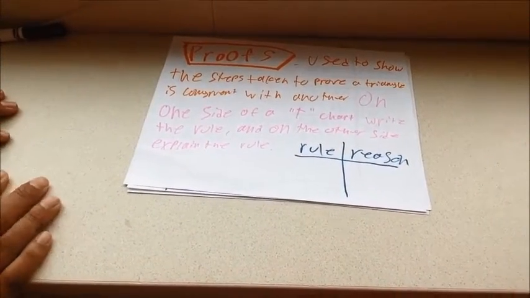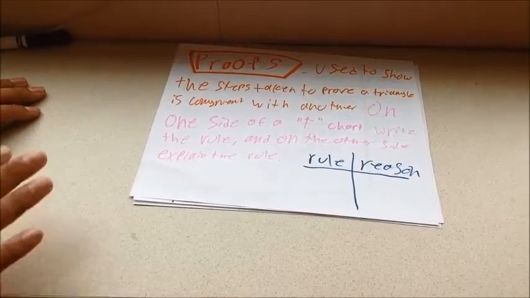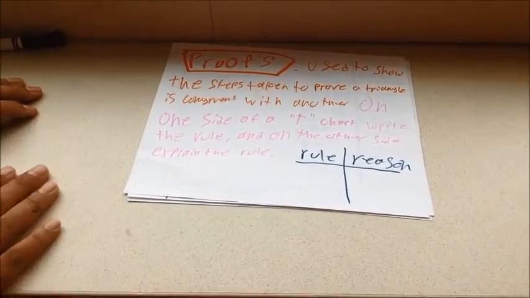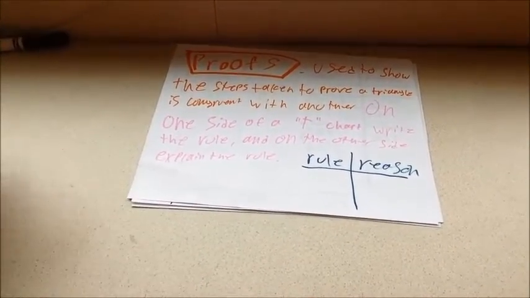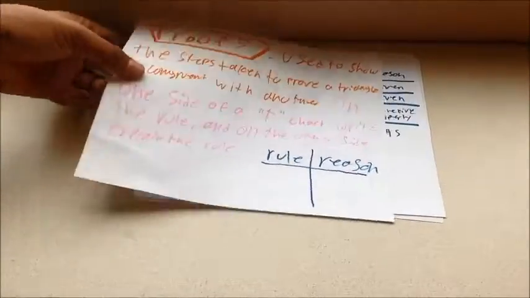Now proofs. They're a more defined way of proving a triangle congruent. They're used to show the steps taken to prove a triangle is congruent with another triangle. On one side of the T-chart, write the rule, and on the other side, explain the rule.